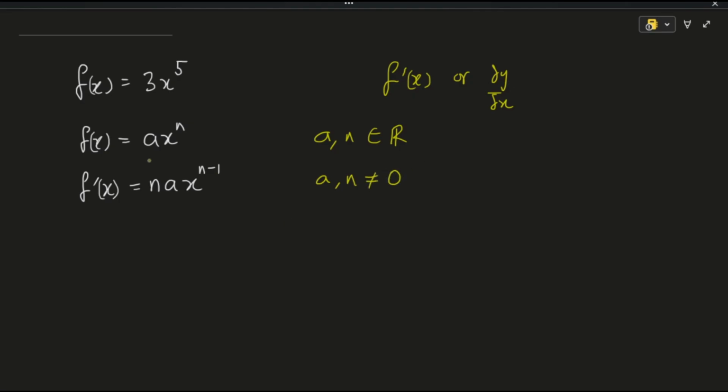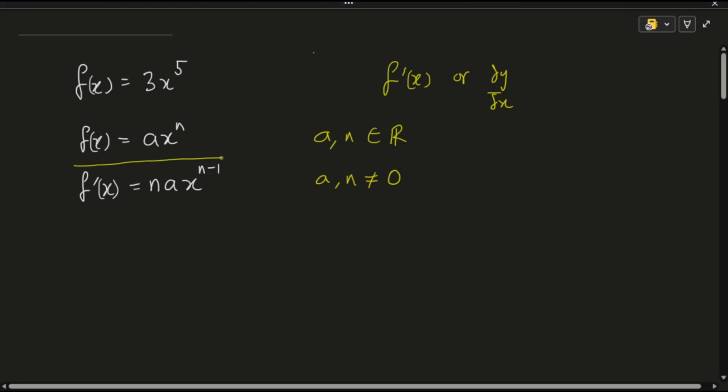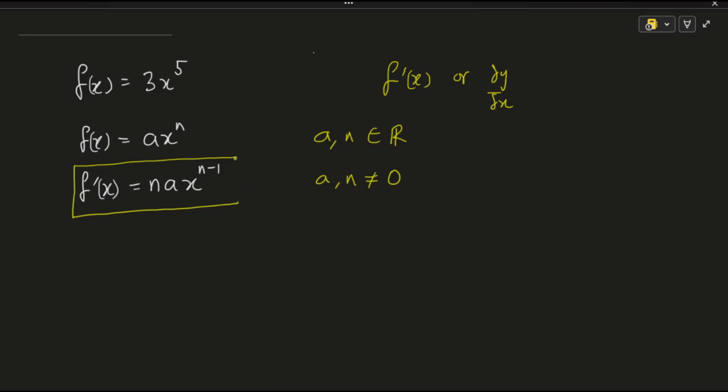So here it means that if we have a function of this form and we are asked to find the derivative of that function, the exponent, which is n, is brought down as a coefficient multiplying the original function, then we subtract 1 from the exponent. And here, this is the power rule method of differentiation.